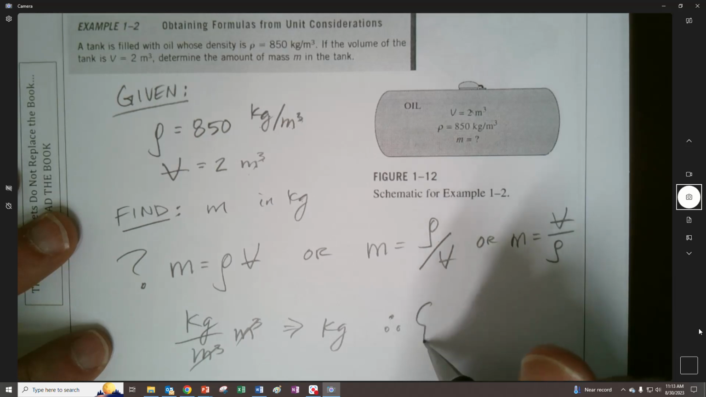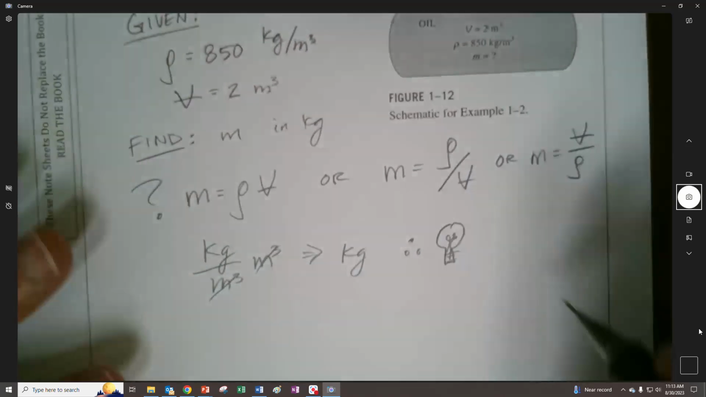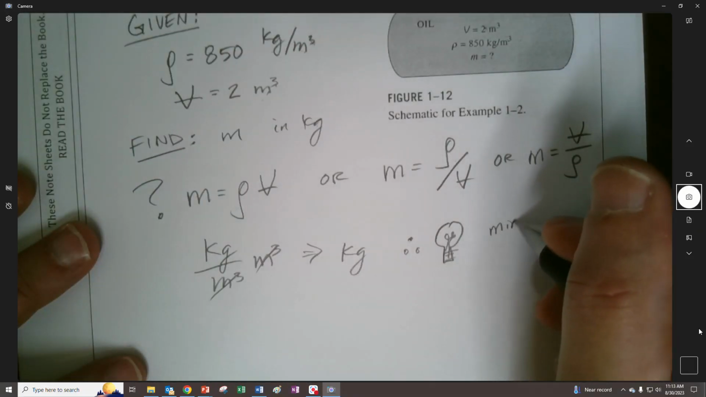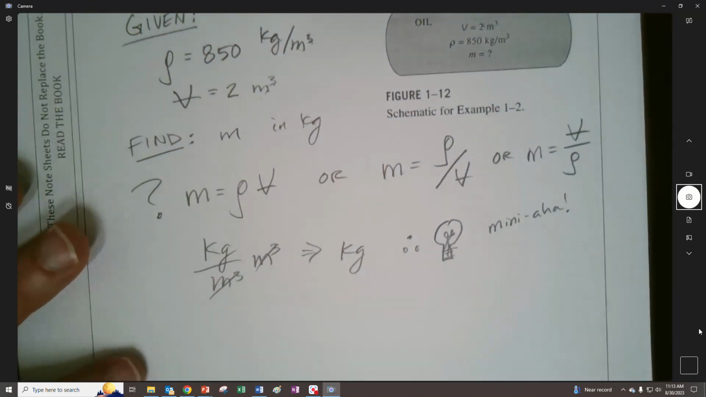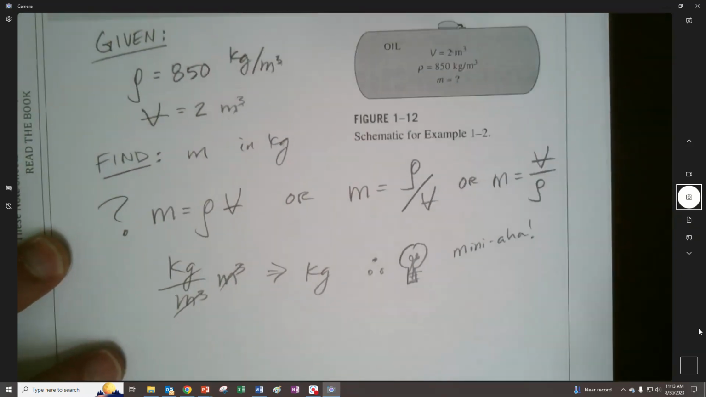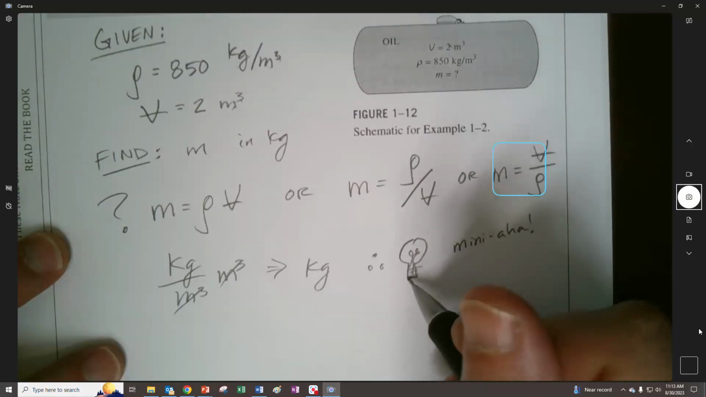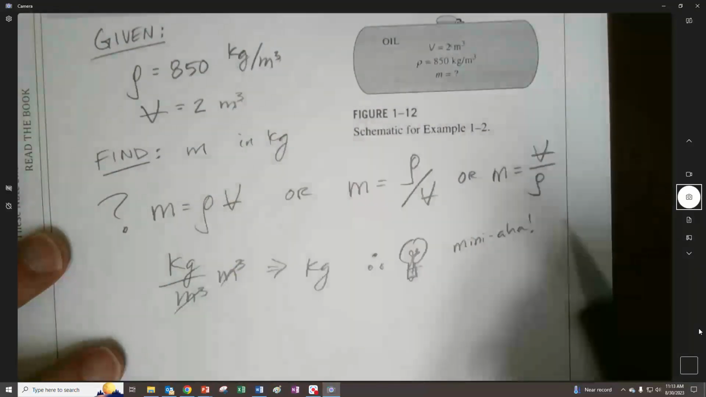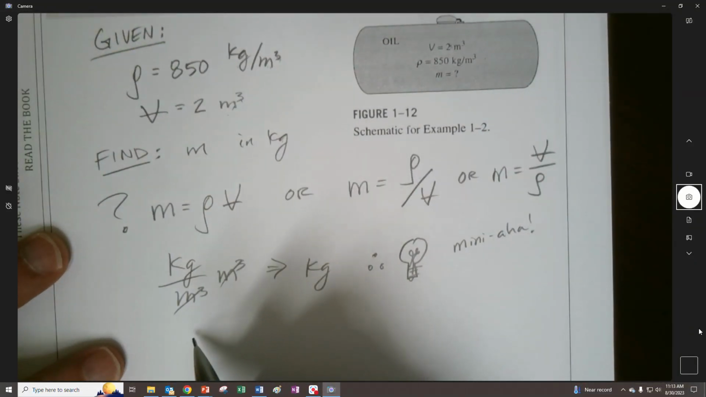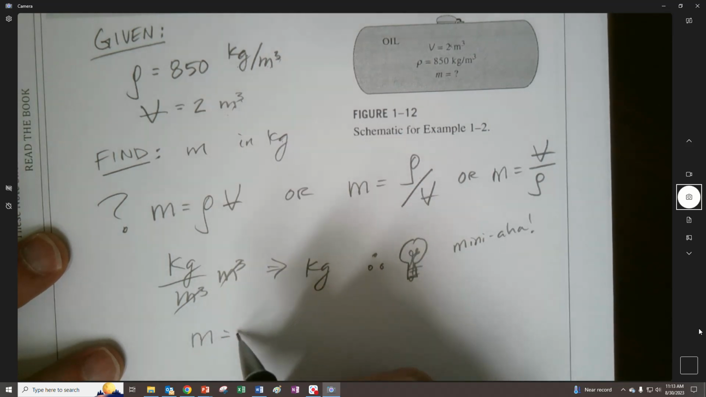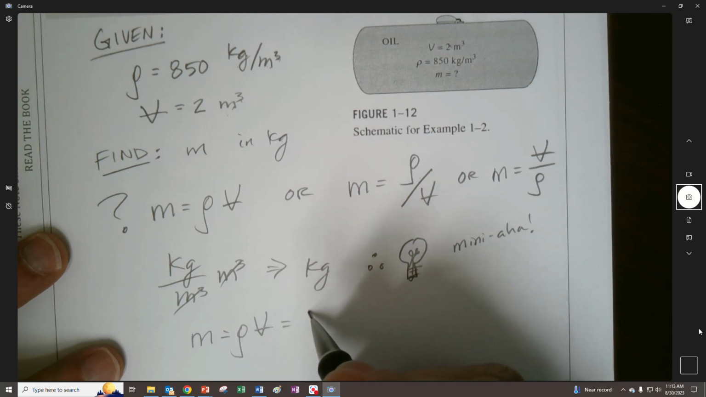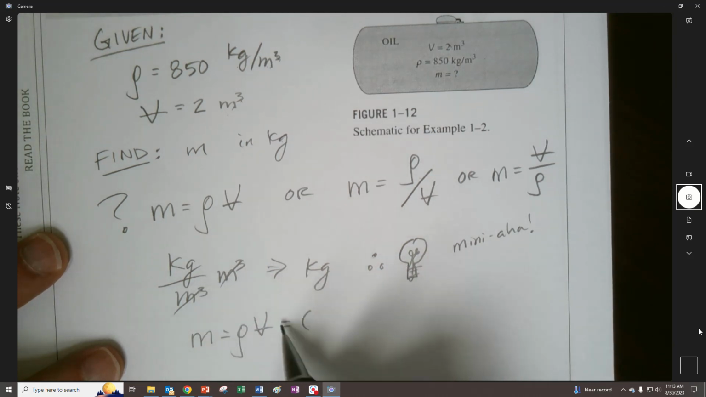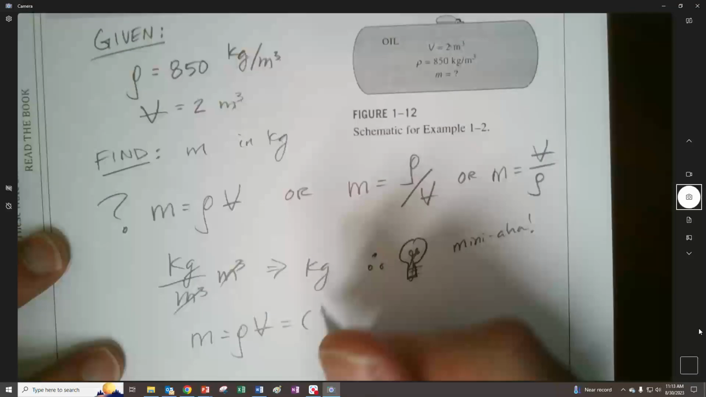Therefore, light bulb goes off. Aha, a mini aha moment. It's not a crazy aha, but that's the thought process that we could try to use to solve problems, right? So we could go that mass is equal to density times volume. We've already proven it to ourselves up here, so I don't have to do it again, but maybe that's how I would have done it.